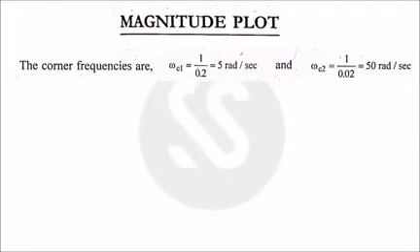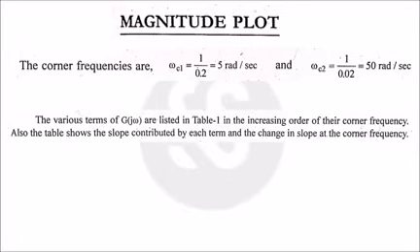Remember, omega is always represented in radian per second. In this case we need not think about hertz; the unit should be radian per second, because we deal with omega. Fine. So the various terms of G(j omega) can be listed in table 1 in increasing order of their corner frequency.